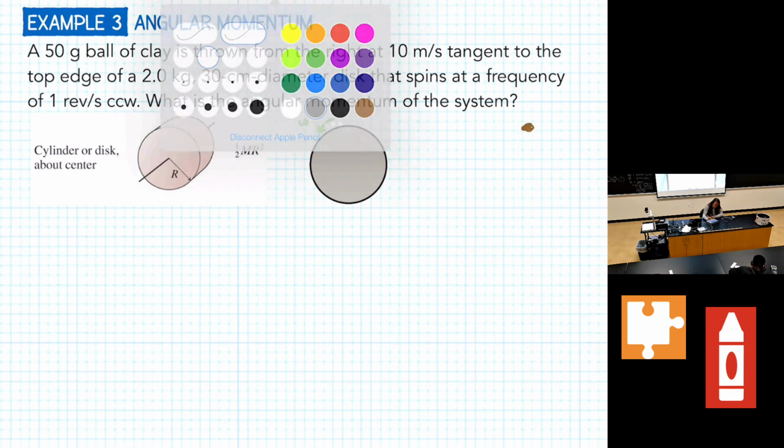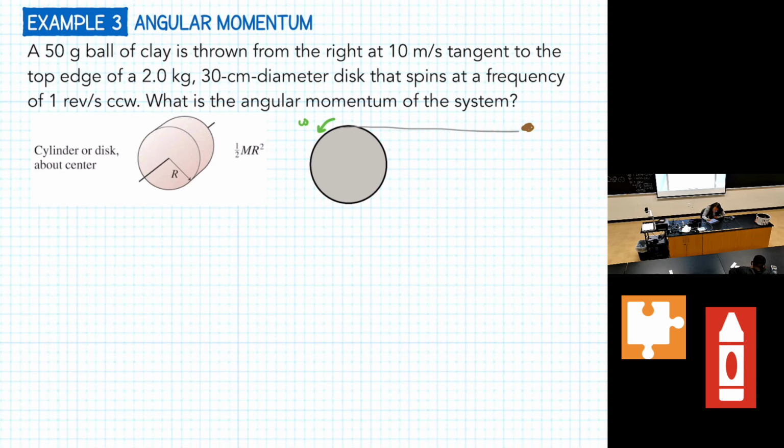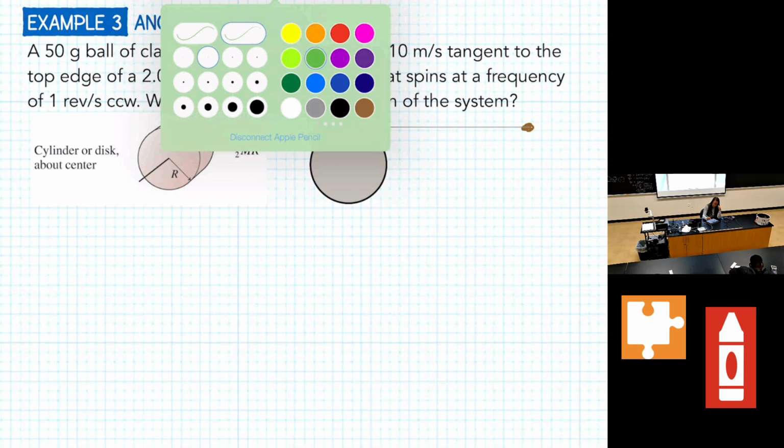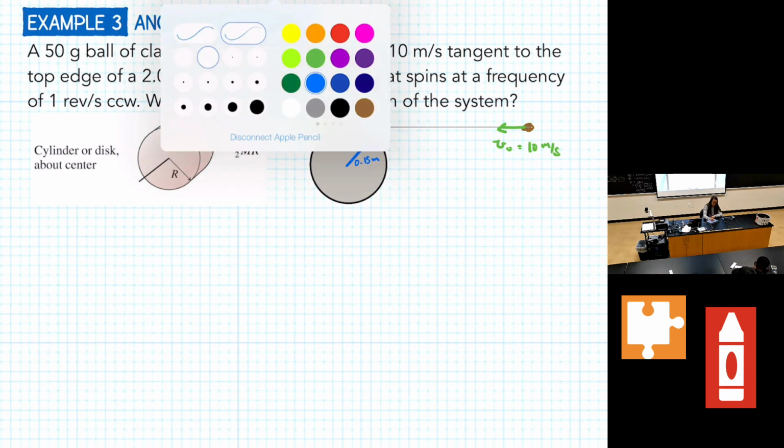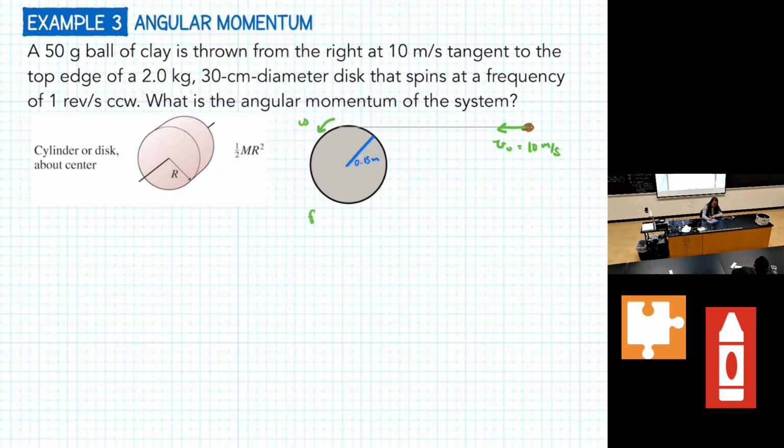So for instance, here's our line. Okay, so we see this thing, it's coming in tangent at a speed of 10 meters per second. We have this disk, which has a radius of 0.15 meters. And then we know that it's spinning at a frequency of 1 revolution per second.